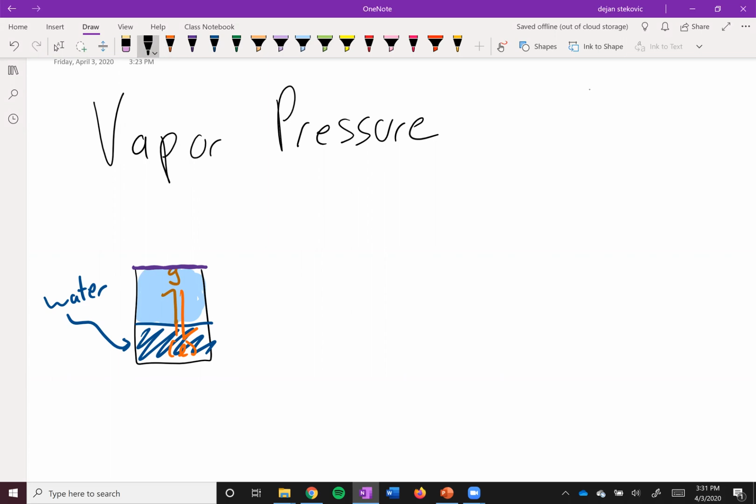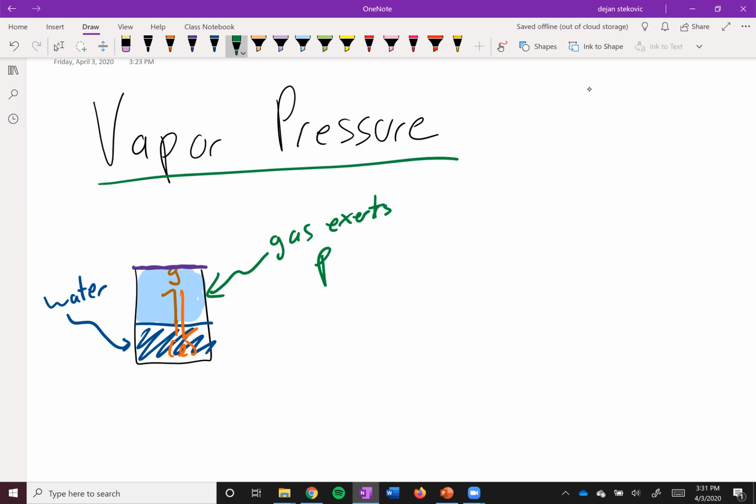And so since we have a gas here, the gas is going to exert pressure. And this pressure is called vapor pressure. So vapor pressure is the pressure of a gas above its liquid.